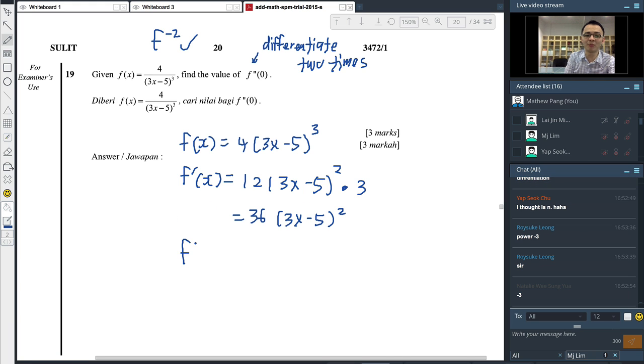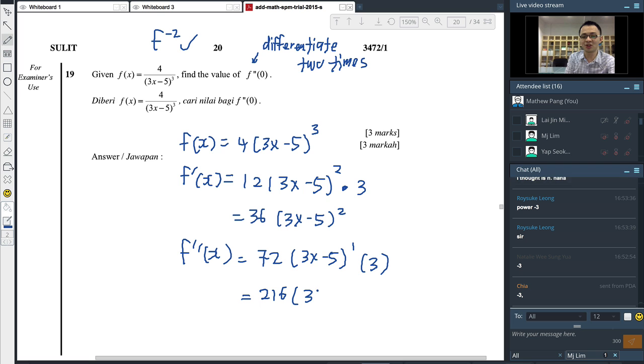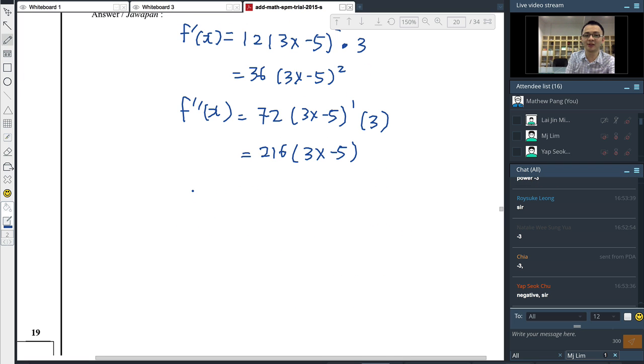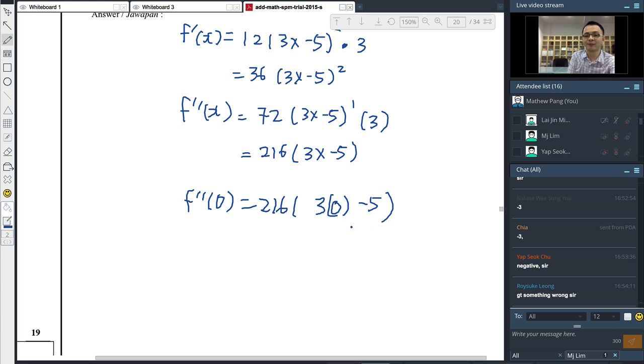And then you differentiate one more time. Same thing, you move the power in front. 2 multiply 36 is 72. You get (3x minus 5) to the power 1. And then you differentiate inside, you'll get another 3 here. So it will give you 216 (3x minus 5). Then after that, you substitute the 0 into it. So f double dash 0 will equal 216 times (3 times 0 minus 5). So it's negative 5 multiply this one. So 216 multiply 5, so we have negative 1080.